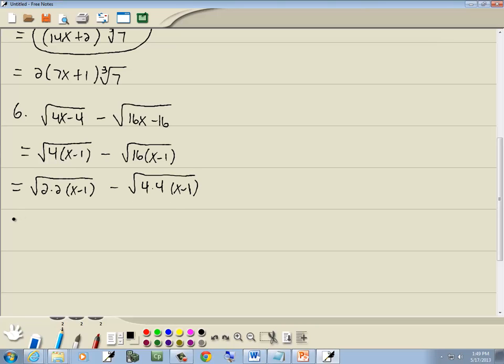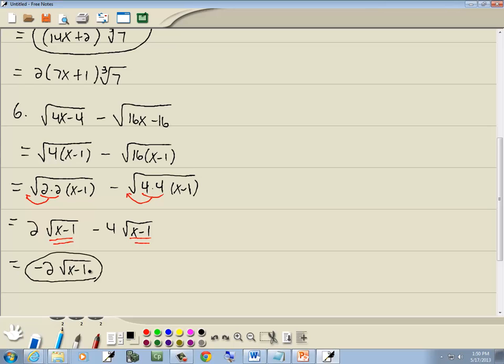The reason I broke it down that way is because we're talking about square roots, which means we're looking for a pair of somethings. Here's a pair of 2's. They're going to come out in front as a single 2. And here's a pair of 4's. They'll come out in front as a single 4. So we're going to have 2 square root of x minus 1 minus 4 square root of x minus 1. Now I see that they both have a square root of x minus 1 in common, so I can add or subtract the numbers out in front. 2 minus 4 gives us negative 2 square root of x minus 1. And that's our answer.